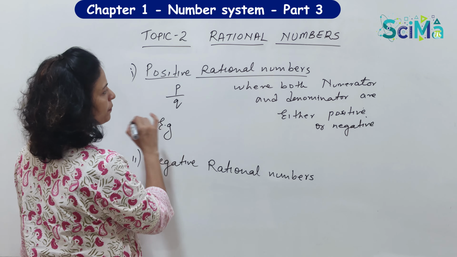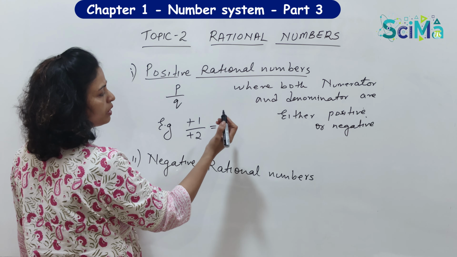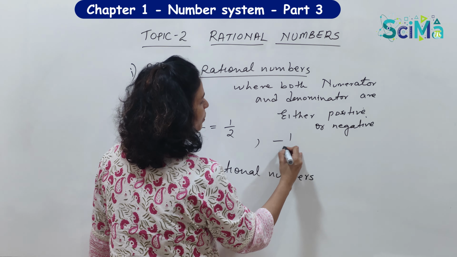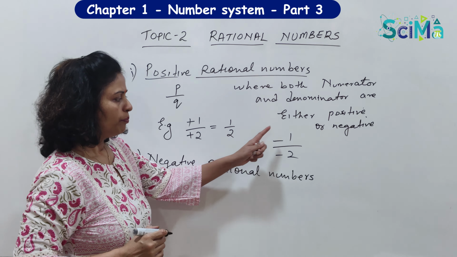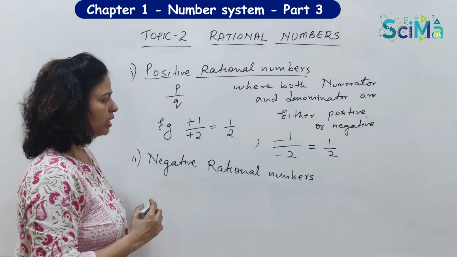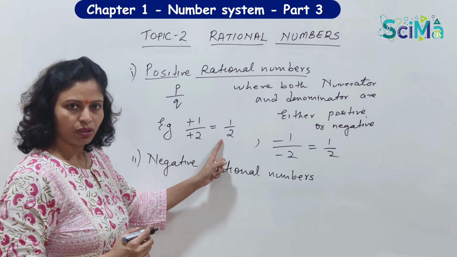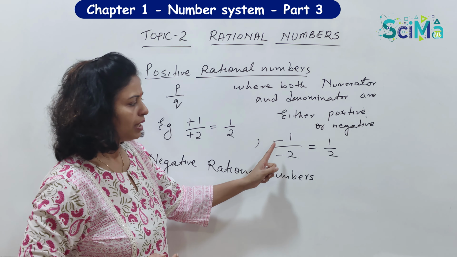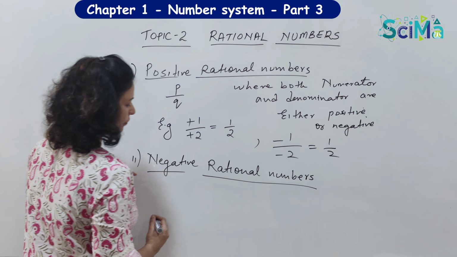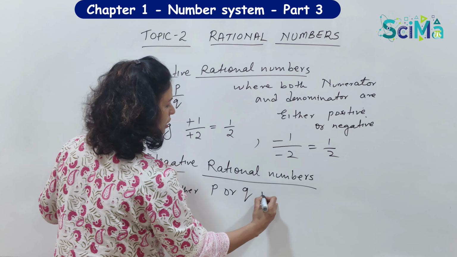Say for example, if I write positive 1 by positive 2, it becomes 1 by 2, a positive rational number. If I say minus 1 by minus 2, where p and q both are negative, also it is a positive rational number. So in this case you see both are positive, we get a positive rational number. When both p and q are negative also, we get a positive rational number. Okay. But in case of a negative rational number, either p or q is negative.